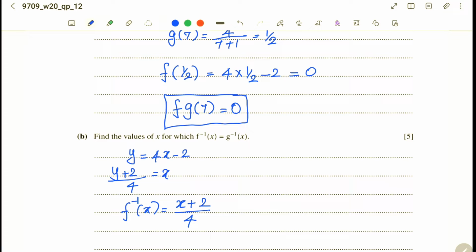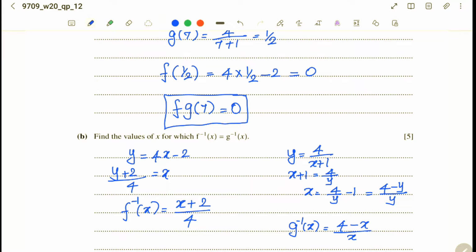Next, let us take y equal to g of x. g of x is 4 over (x plus 1). Now make x the subject. So x plus 1 equals 4 over y. So x equals 4 over y minus 1, which is equal to (4 minus y) divided by y. So g inverse of x equals (4 minus x) divided by x, replacing y by x.